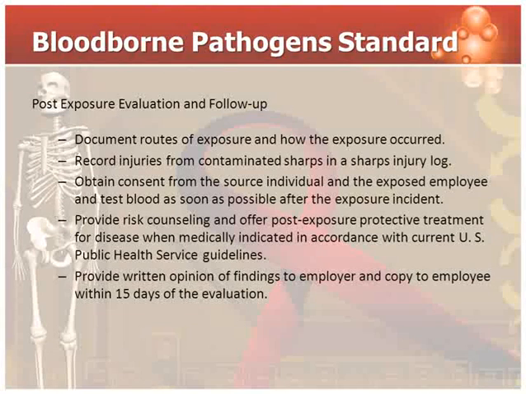What must be done with a post-exposure? Document routes of exposure and how the exposure occurred. Record injuries from contaminated sharps in a sharps injury log. Obtain consent from the source individual and the exposed employee and test blood as soon as possible after the exposure incident. Provide risk counseling and offer post-exposure protective treatment for disease when medically indicated in accordance with current U.S. Public Health Service guidelines. And provide written opinion of findings to the employer and a copy to the employee within 15 days of the evaluation.